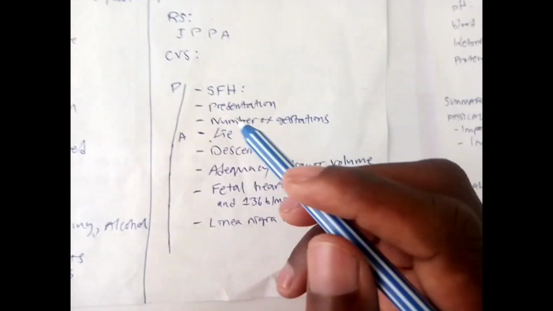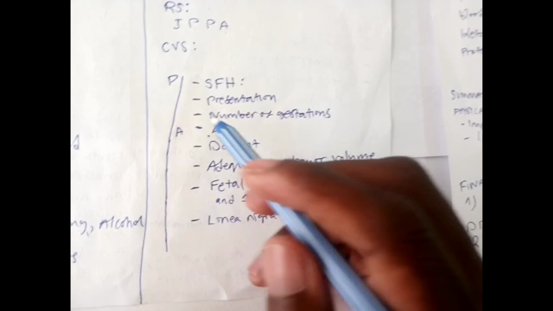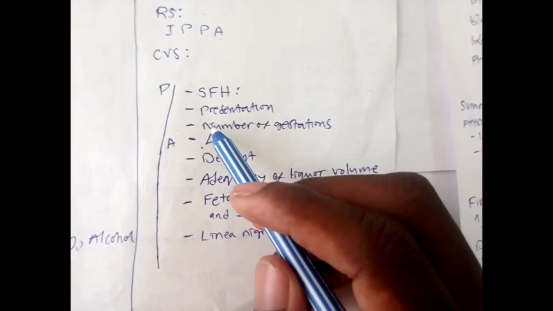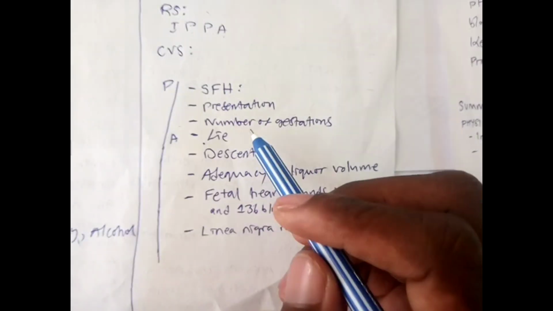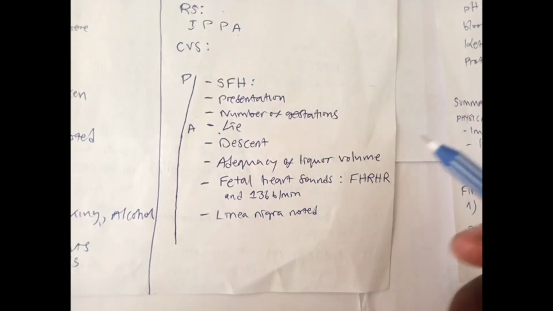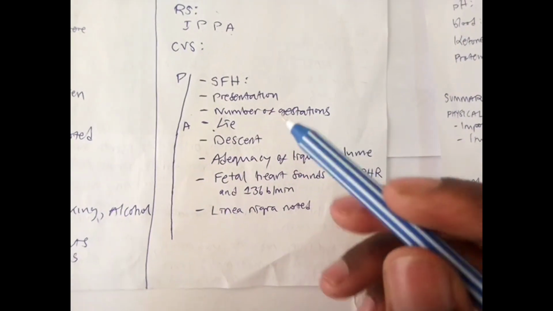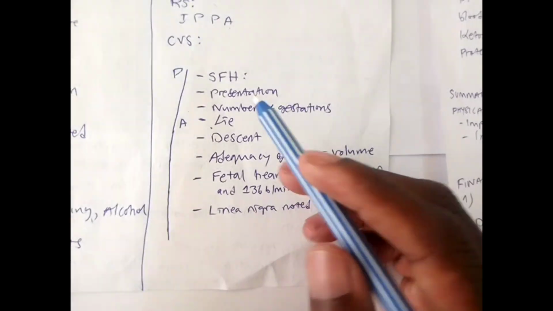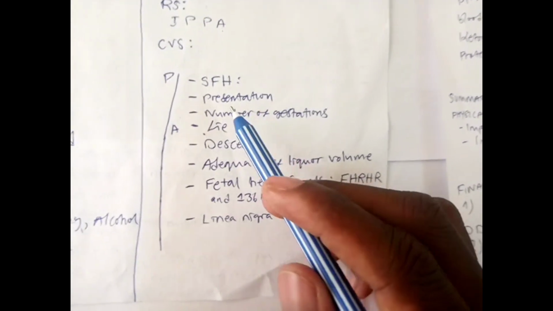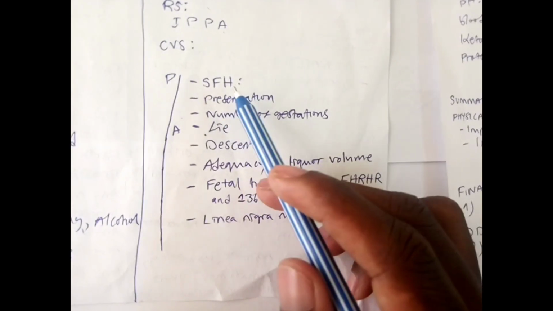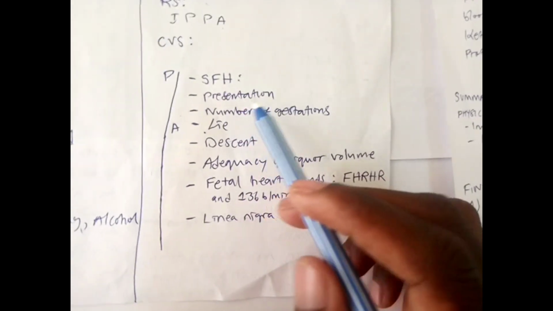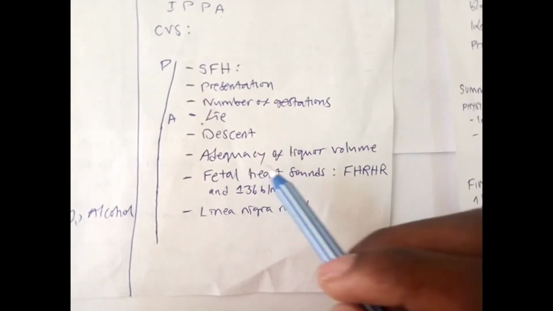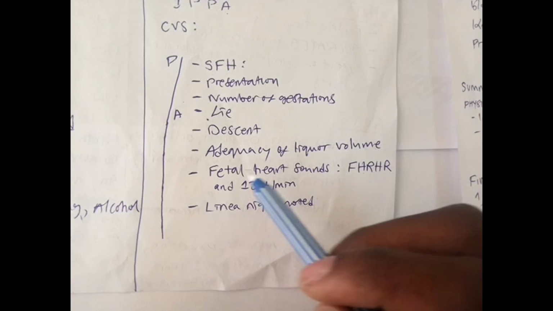Even here, you have to know how to do your obstetric examination. So per abdomen, you have to know the symphysiofundal height. You have to know the presentation. So you have to know your abdominal examination. When you are doing your per abdomen in the history, bearing in mind that you already know your obstetric examination, you take note of the symphysiofundal height, presentation, number of fifths, lie, descent, adequacy of liquor volume, fetal heart sound.